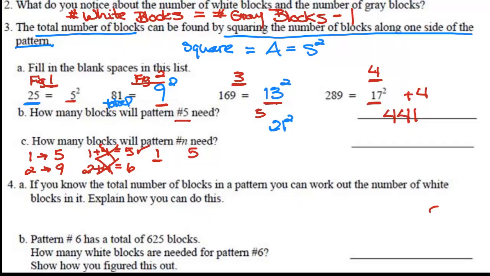Okay, multiply by 5. So let's see. Can I take 1 times 5? Yes, I get 5. Can I take 2 times 5? But that gives me 10, and I want to get 9. So I can't just multiply by 5.